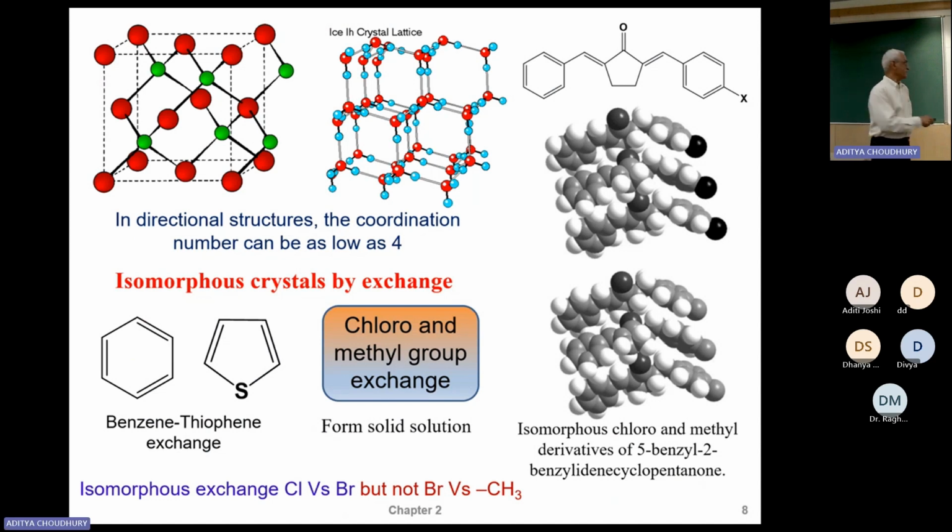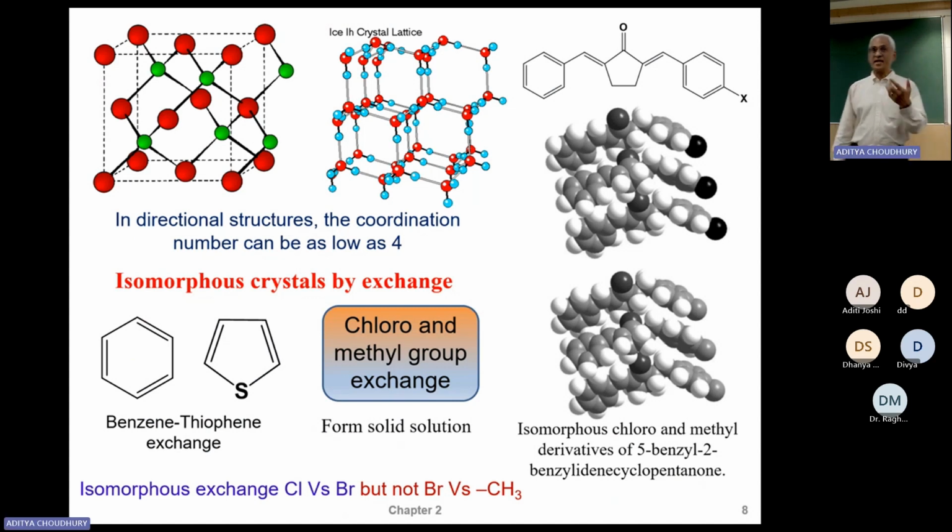If you crystallize together, you will get a disorder. In one molecule you have methyl, in the other one you have chloro. It's completely a disorder, because these are isomorphous crystals by exchange. Chloro and methyl, we commonly call this chloro-methyl exchange.